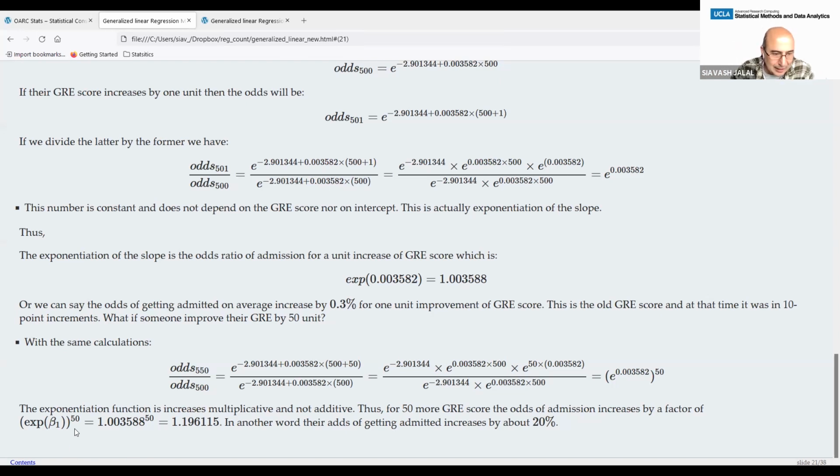So if we calculate that, we get 1.196, and this is basically 20% increase. So the odds increases by 20% on average if somebody increases their GRE by 50 points. Okay, any question?